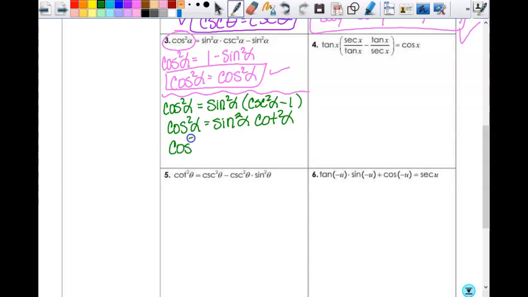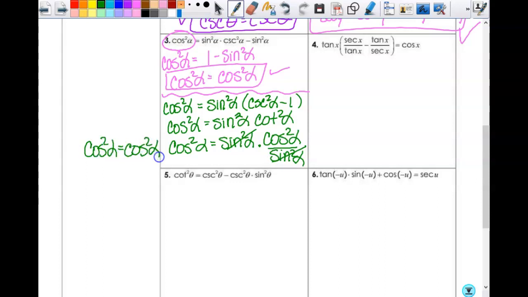So cosine squared alpha equals sine squared alpha times cosine squared alpha over sine squared alpha. And then those cancel out, so again you get cosine squared alpha equals cosine squared alpha. And before you even say, well, the first way was easier, yes, it was, if you recognize that. If not, if you jump in and you do something else first, just go with it, because you can still get there, okay?